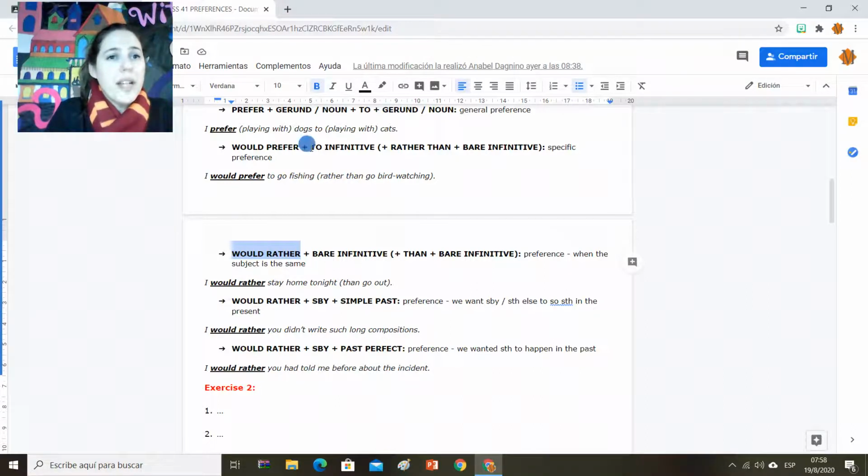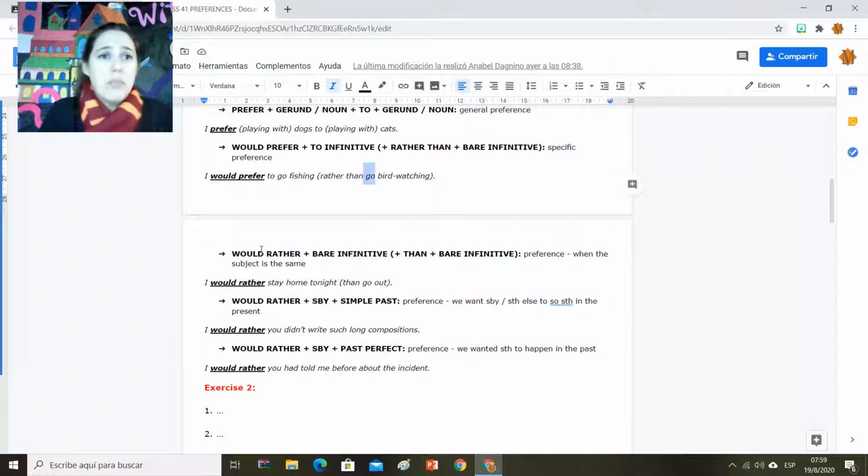After would prefer, I need the to infinitive. ¿Sí? Si yo digo que preferiría esto en vez de esto, ese en vez de to va a ser rather than. And then the bare infinitive. For example, I would prefer to go fishing rather than go bird watching. Fíjense que digo acá to go, y acá el rather than lo utilizo seguido de un bare infinitive. Go.